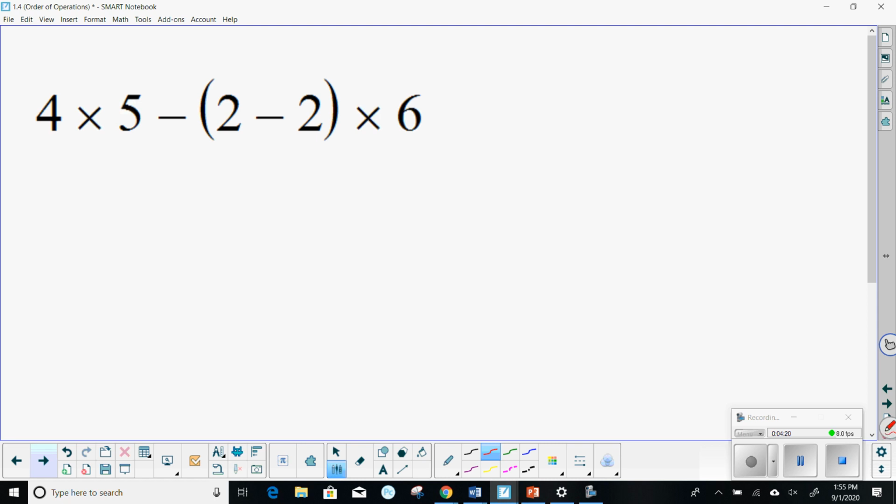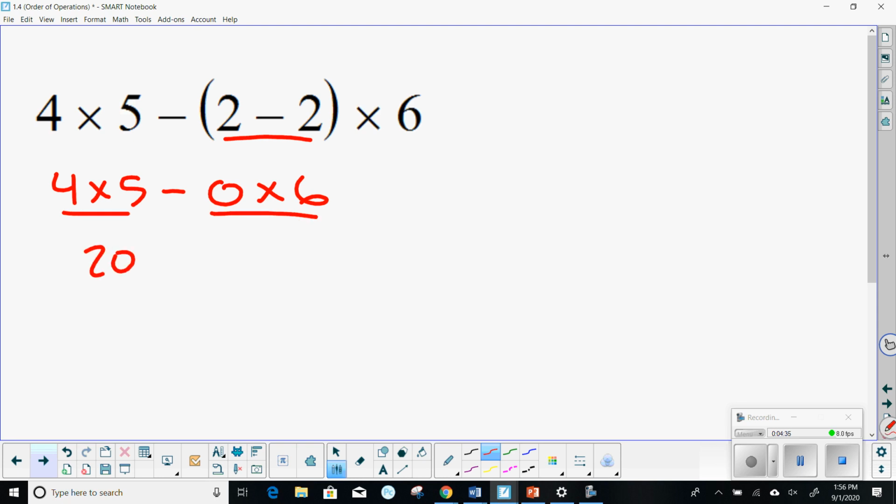This is an interesting one. Again, I've got parentheses, so do that first. That's 0. Then 4 times 5 minus 0 times 6. Before I can subtract, I need to do both of the multiplications. So 4 times 5 is 20, minus 0 times 6, which is 0. 20 minus 0 is 20.